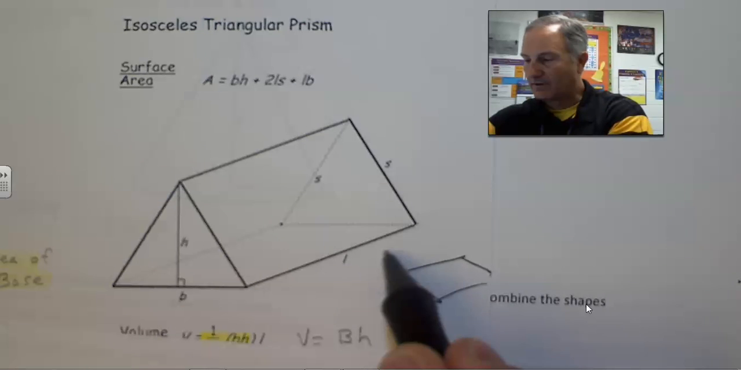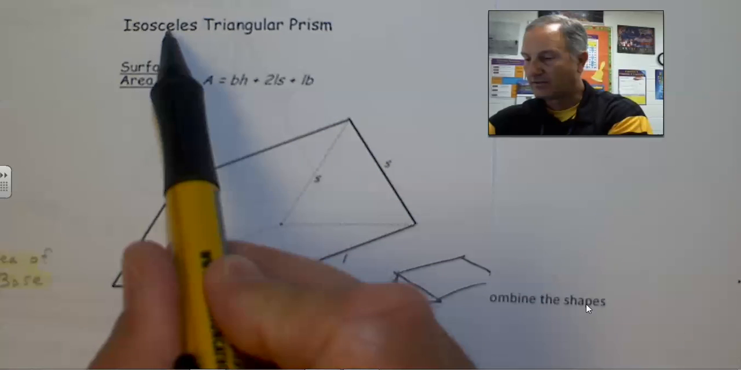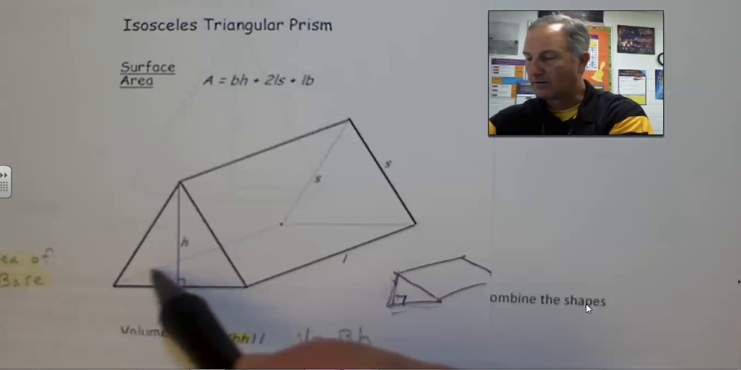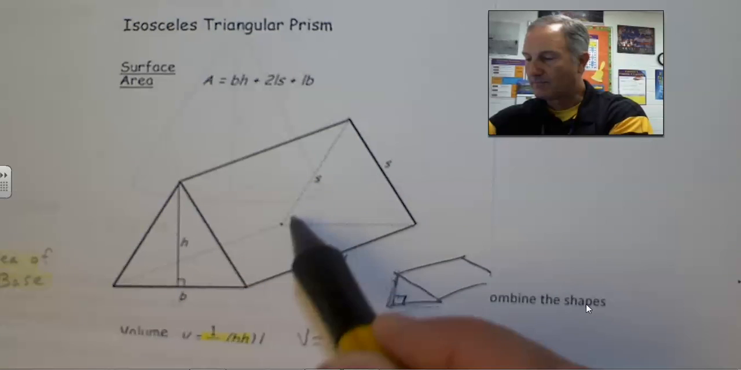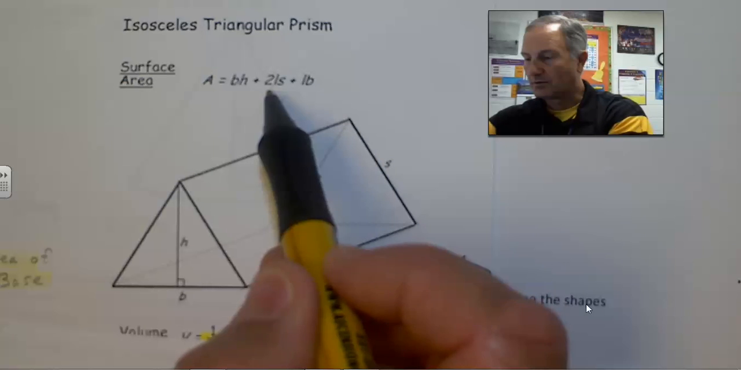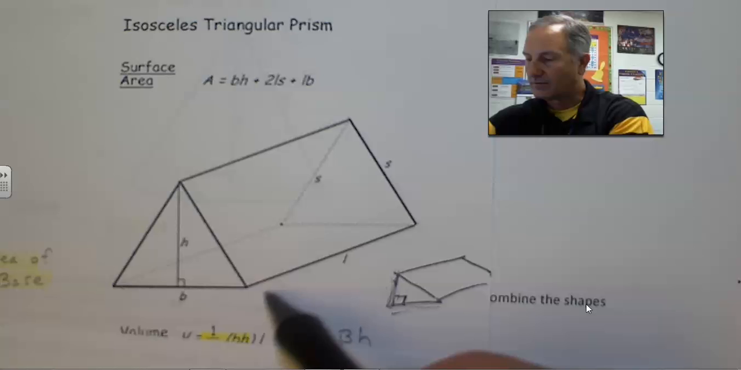And then you have L times S right here. And since this is an isosceles triangle, that means these two sides are the same length. Then that rectangle right there is the same as this rectangle right here. That's why they doubled it. And then LB, length times width, gives you the base, the bottom.